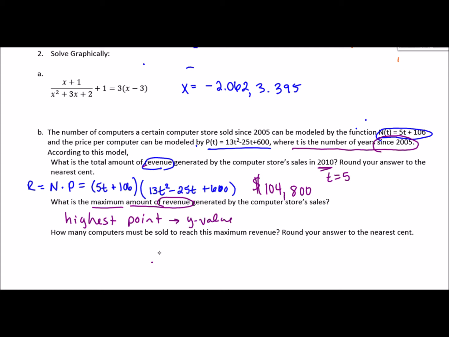Now this next question says how many computers must be sold to reach the maximum revenue. So how many computers, that's now the x value. So again, you're going to that highest point, but the answer to this one is the x value.